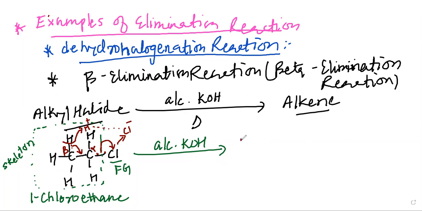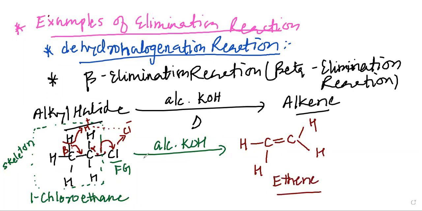And my dear students, we will get H, then C, double bond C. Then we have another H over here, and then we have 2H over here. And this is what it gives us, the ethene. So this is how, my dear students, we understand the example of elimination reaction where the beta elimination takes place.